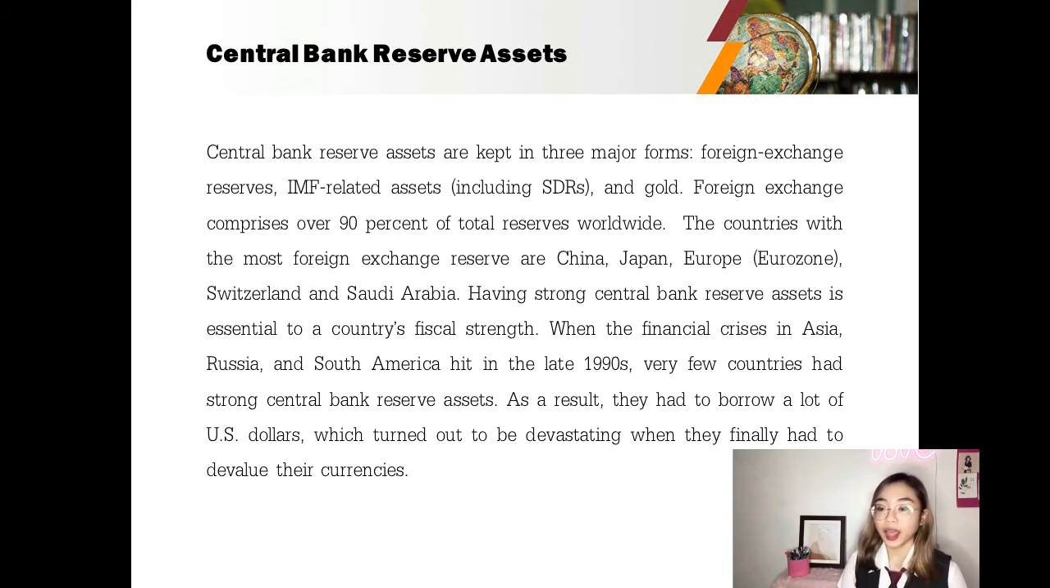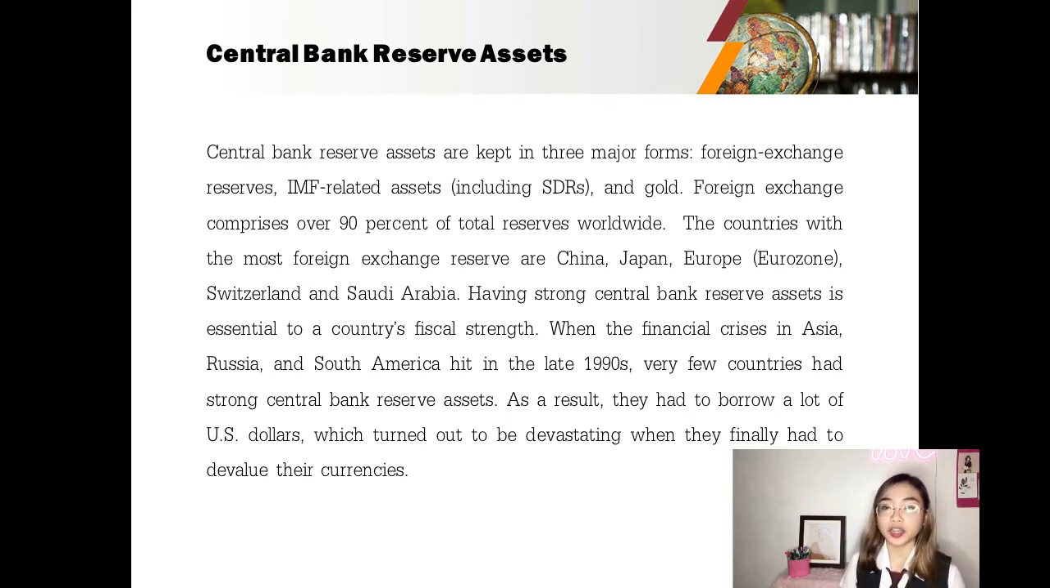Foreign exchange comprises over 90% of total reserves worldwide. Foreign exchange reserves are assets held in reserve by a central bank in foreign currencies, which means that these currencies are adopted by foreign countries such as the United States. These reserves are used to back liabilities and influence monetary policy. Next is the IMF-related assets, which accounted for 3% of total international reserves at the end of 2018. Having strong central bank reserve assets is essential to a country's fiscal strength.